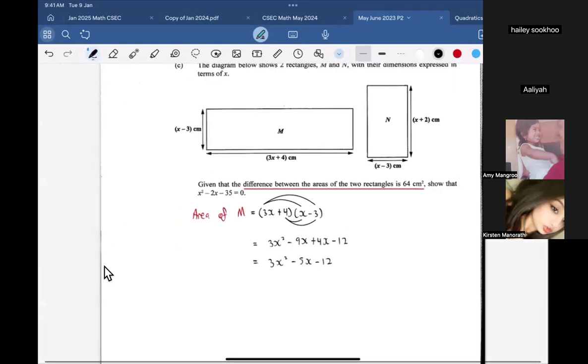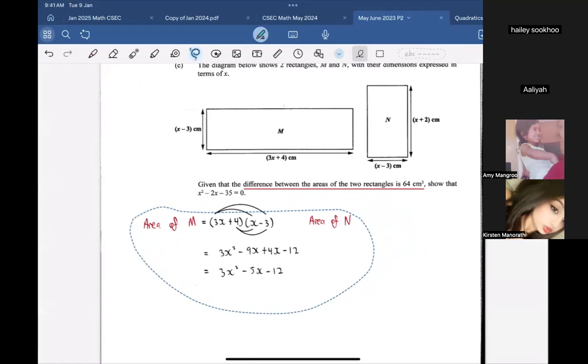Excellent job, David. I want to call upon Aliyah. Aliyah, tell me, how would I find the area of N? You multiply the two brackets. Yeah, does it matter the order in which I multiply it? No. Order wouldn't matter, right? So tell me, multiply any way you want.